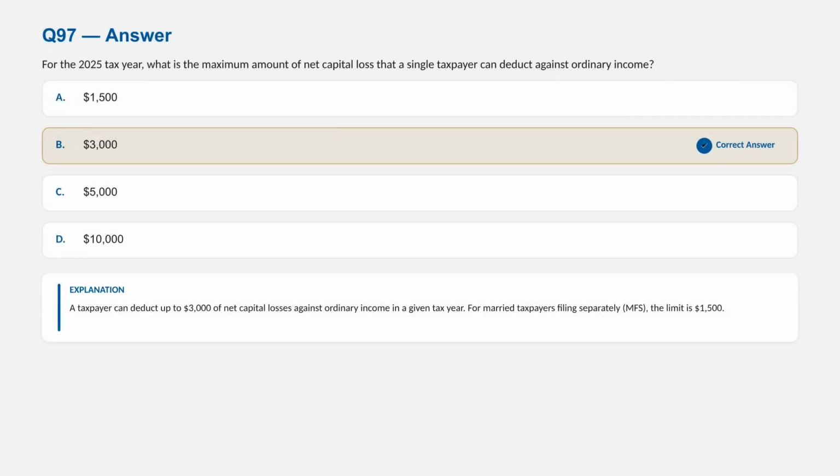The correct answer is B. $3,000. A taxpayer can deduct up to $3,000 of net capital losses against ordinary income in a given tax year. For married taxpayers filing separately (MFS), the limit is $1,500. Great, now let's move to our next question.